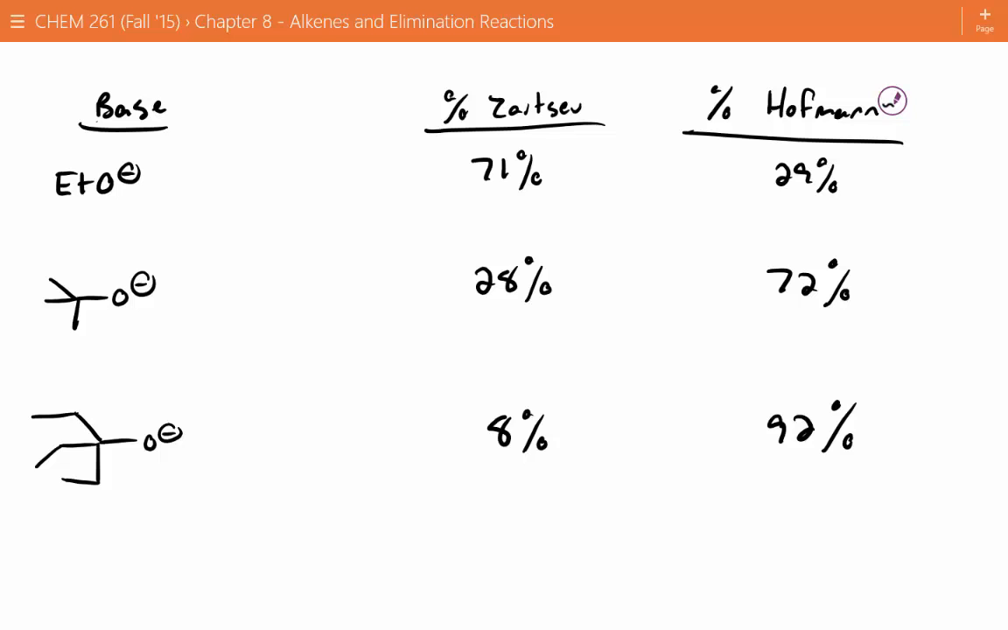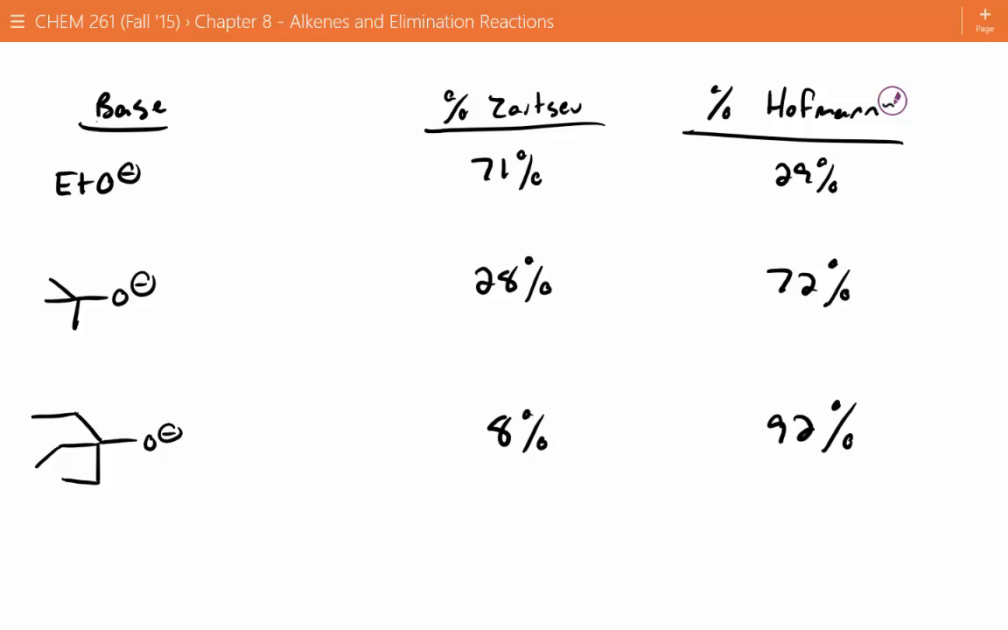But what I was trying to get you guys to do is just to intuitively predict with a large base, are we going to get the Hofmann or Zaitsev? Large bases favor the Hofmann product. Small bases favor the Zaitsev product. Sometimes it's not super clear. Normally I'll give you a super bulky base or a super small base. That way you can easily predict which one will be major or minor. So for example, if I gave you an isopropyl group instead of a tert-butyl group, that's kind of in the middle. It wouldn't be super clear.